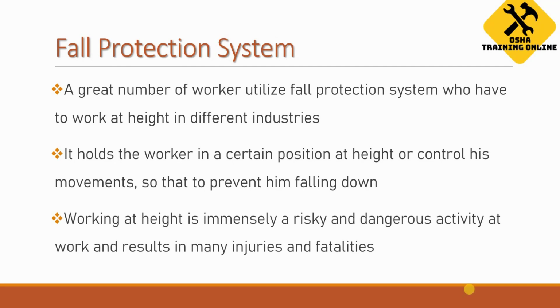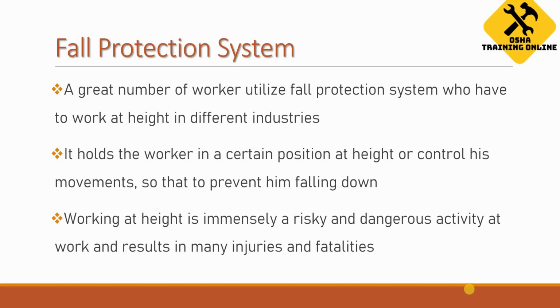So first, we should know what is fall protection system. A great number of workers utilize fall protection system who have to work at height in different industries. Different types of workers in different industries work at height, and it's really a routine that they work at height. So in order to protect the worker from falling down, a fall protection system is utilized. It holds the worker in a certain position at height or controls his movement so as to prevent him falling down. So what does fall protection system do? It actually holds the worker at a specific position and controls his movement so that he can't fall down.